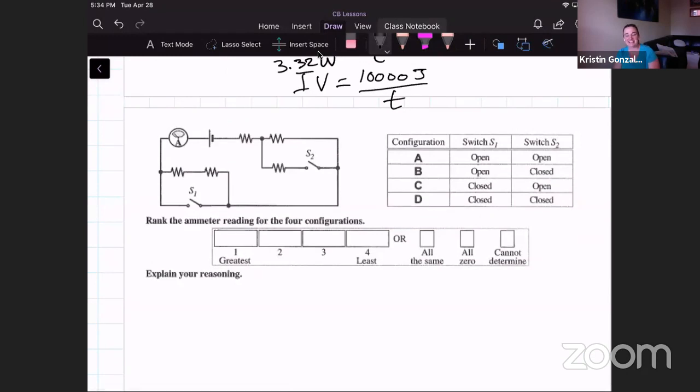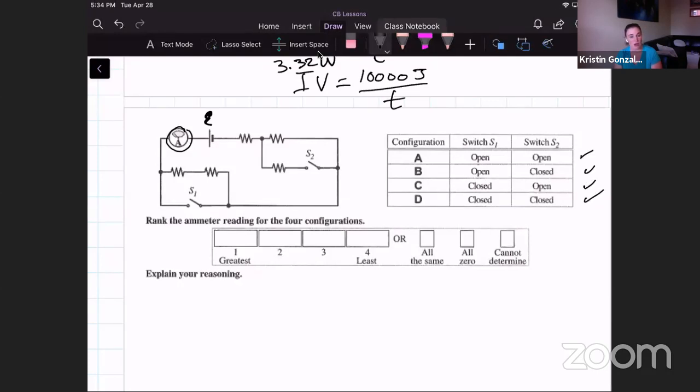Okay, and then lastly, let's look at this last ranking here that I'll try to get through quickly so we can get back to Roger for a little bit. We've got this configuration of a circuit here where we've got our battery. We've got an amp meter here in series with the battery. And then we've got a bunch of resistors and 2 switches. And then we've got all these different possibilities of things that we could do over on the right here.